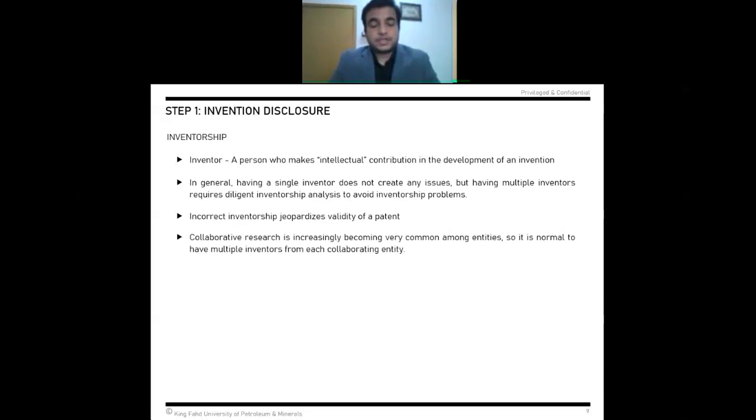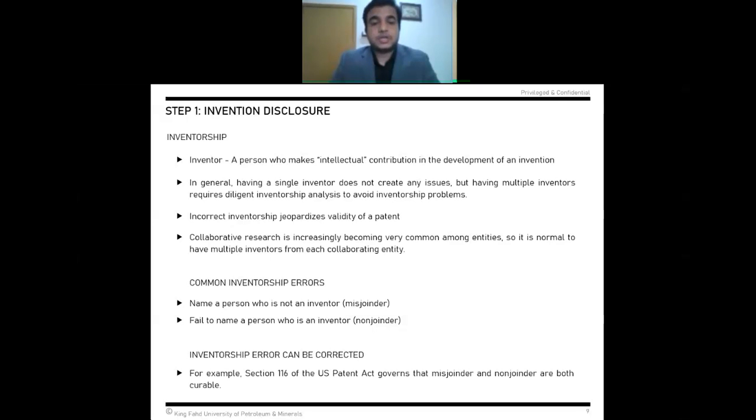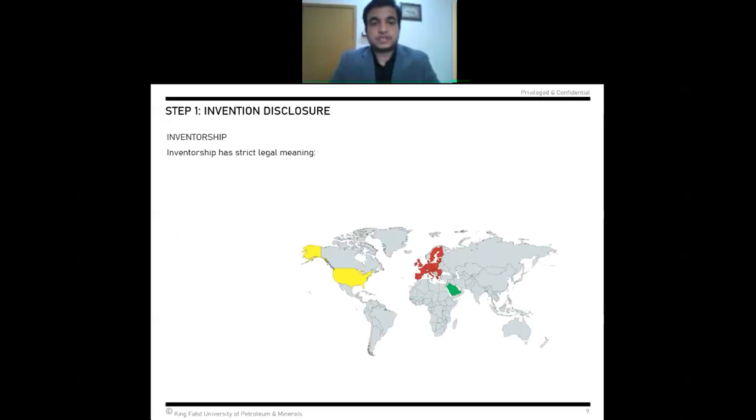And some of the common inventorship errors are, students and faculty tend to nominate a person as an inventor who is actually not an inventor. So it's a misjoinder. Or for example, they fail to name a person who is an inventor. It's called non-joinder. These are the two common inventorship errors that happen, and sometimes the inventors lose the right to a patent. But if you have made a mistake in adding or skipping an inventor, it is possible to correct the inventorship through the process specified by the patent office of the country.